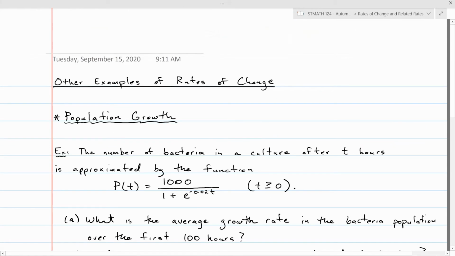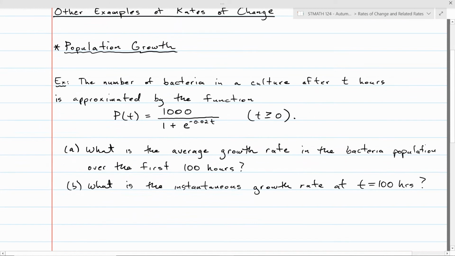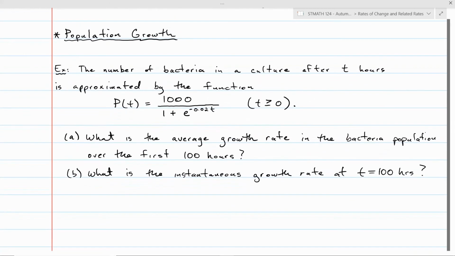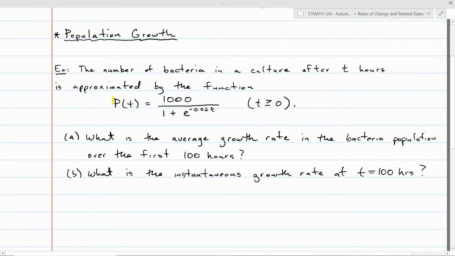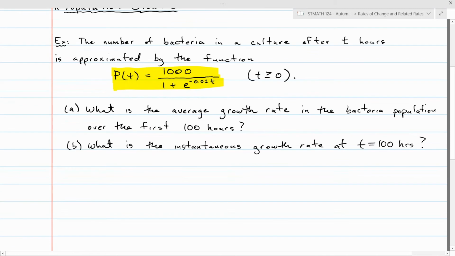We can certainly look at other kinds of rates of change other than an object moving around and measuring its velocity and speed. For example, we could look at population growth, and how fast a population is growing. In this specific example, I've got some bacteria in a culture, like in a petri dish. After t hours, I have a function that approximates the population of bacteria at time t. Of course, we can't literally count the number of bacteria, so we have a function that tells us the approximate count.